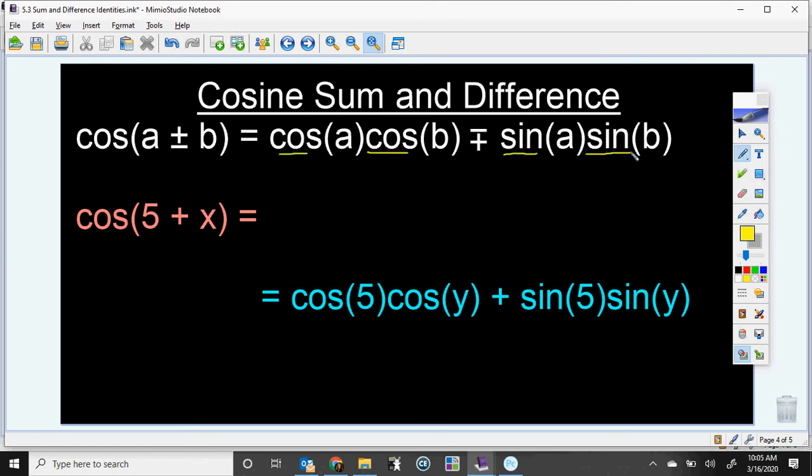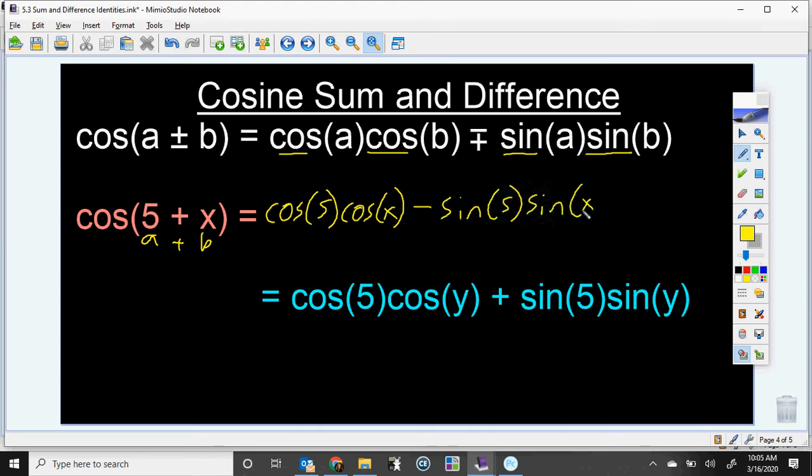That's another way I can tell the difference between the two. So it's cosine of 5 plus x. So I know there's my A, there's my B. So cosine of the first one, the A, cosine of the second one, x. And because it's plus here, I need to do the opposite, minus over here. It's sine 5 sine x.